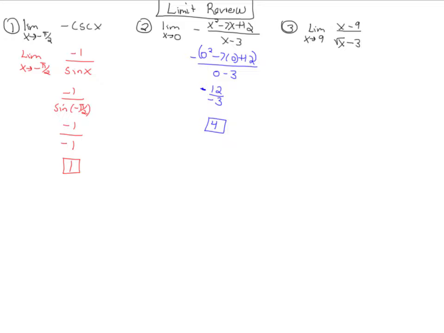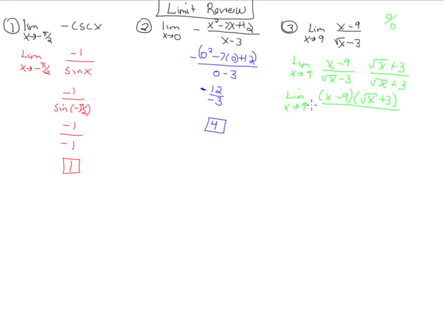Okay, and number 3, when I try direct substitution, I get 0 over 0, which is the indeterminate form, so that means I need to do some sort of algebra. I notice I have a radical and a binomial in the denominator, so I'm going to choose to rationalize the denominator by multiplying the top and bottom by the conjugate, which is square root of x plus 3.